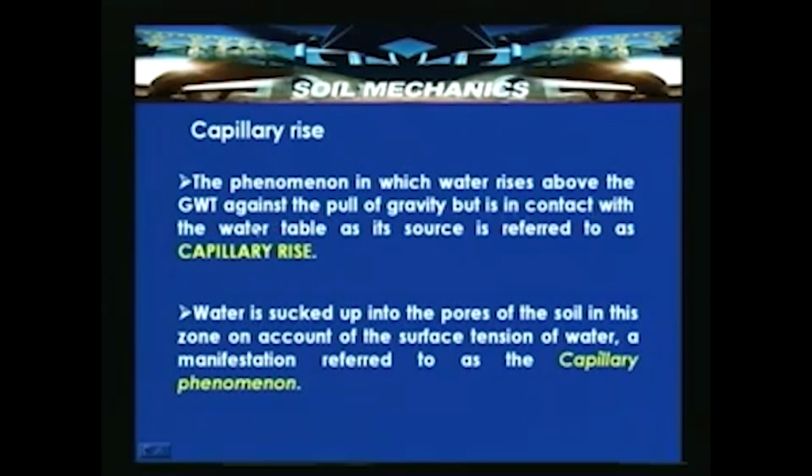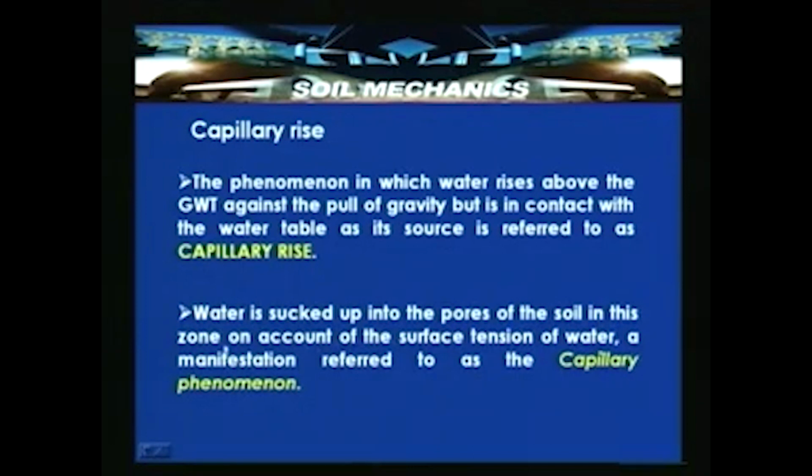The phenomenon in which water rises above the groundwater table against the pull of gravity, but is in contact with the water table as its source, is referred to as capillary rise. So, the phenomenon in which the water rises above the groundwater table, but remains in contact with the groundwater table as its source, is known as capillary rise. The rate of capillary rise is also defined as capillary conductivity. The rate at which this capillary rise occurs is called capillary conductivity. Water is sucked up into the pores of the soil mass in this zone on account of the surface tension of water, which is a manifestation referred to as a capillary phenomenon.